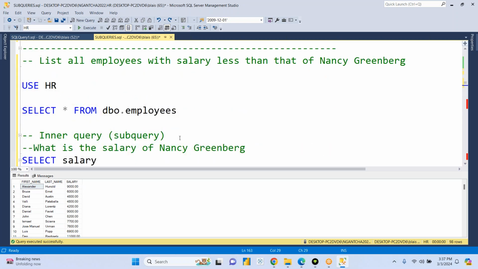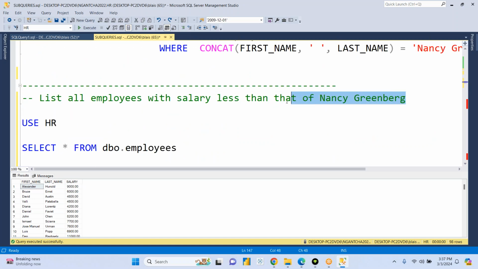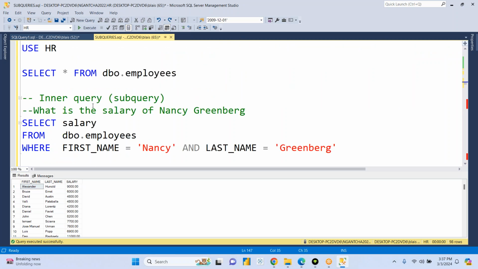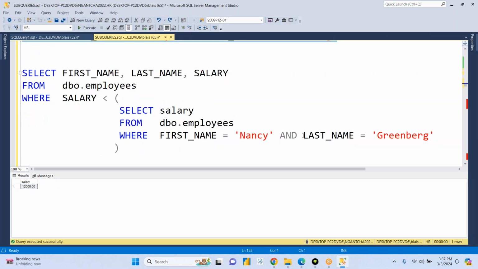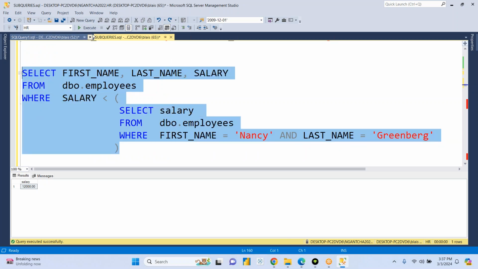Don't go grumbling, hey, Nancy's salary was not provided, the question is incomplete. No, you can investigate it. And that's the goal of this segment: investigating the unknown parts of your business requirement, addressing it using a subquery, and then incorporating that investigation into the main query, and together we hit our target. So out of the 107 employees, there are 98 employees who earn less than Nancy.